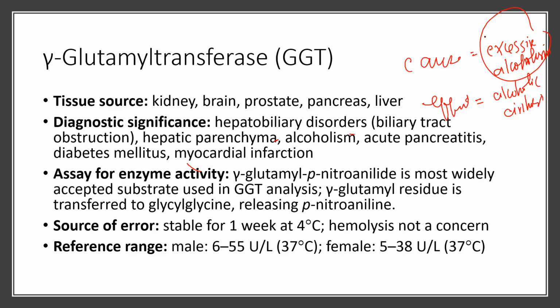Now, 6 to 55 international units per liter is for male and 5 to 38 for female. Ngayon, ano yung ginagawa kapag sobrang taas ng ating enzyme? Dahil nga, problem natin is detoxification, ano yung binibigay? Hindi makapag-detoxify ang ating liver. Ano yung binibigay? Nagbibigay ng Myra-E. Bakit Myra-E? Ano ba si Myra-E? Antioxidant.